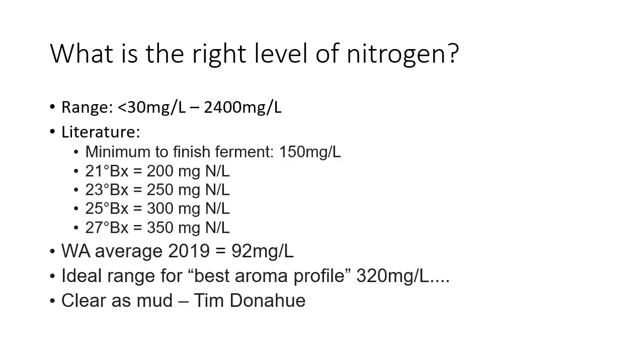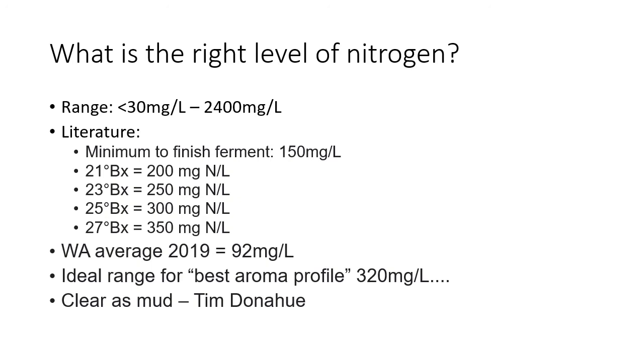So the question is, what's the right amount of nitrogen? Well, that's a good question. The range is less than 30 milligrams a liter. The lowest I think we've seen is 19. And the highest I've ever heard recorded is 2,400 milligrams a liter, which is insane. According to literature, the minimum to finish ferment is 150 milligrams a liter.